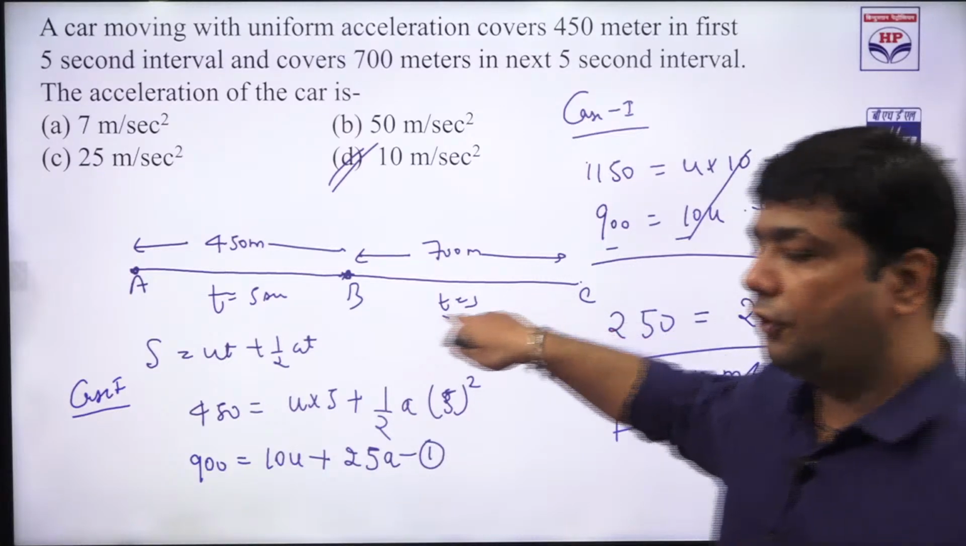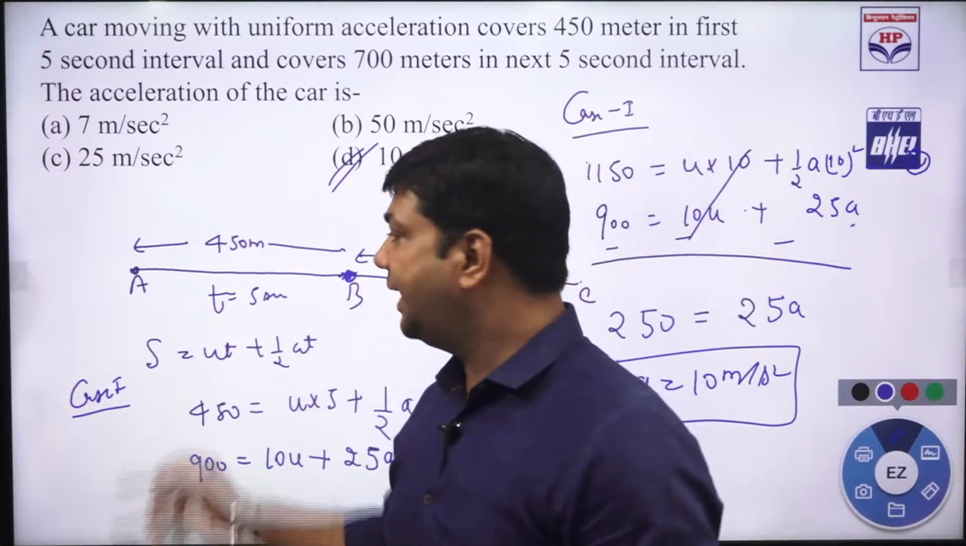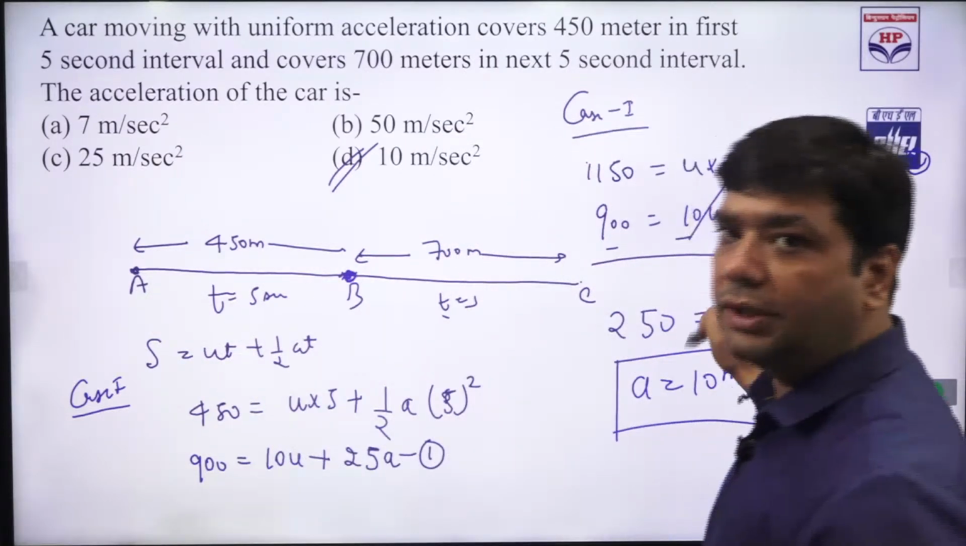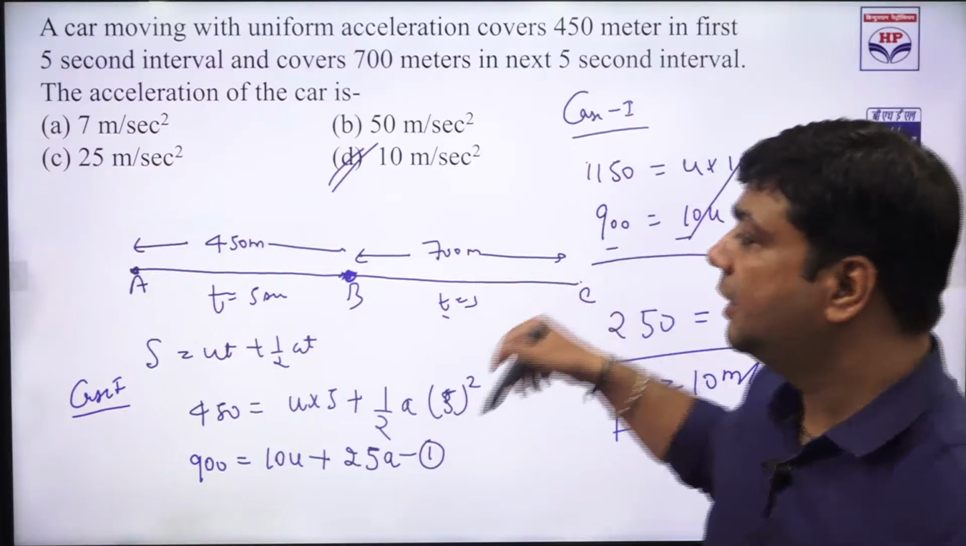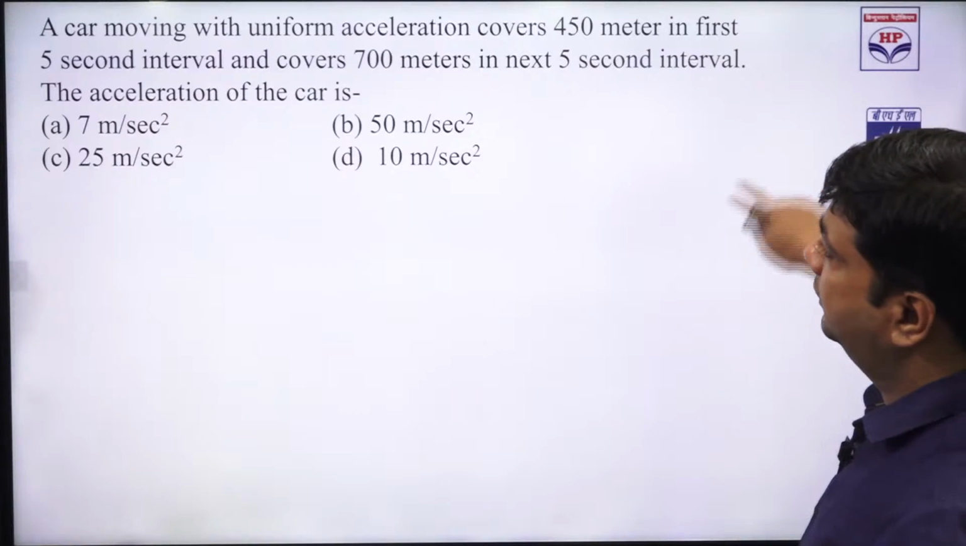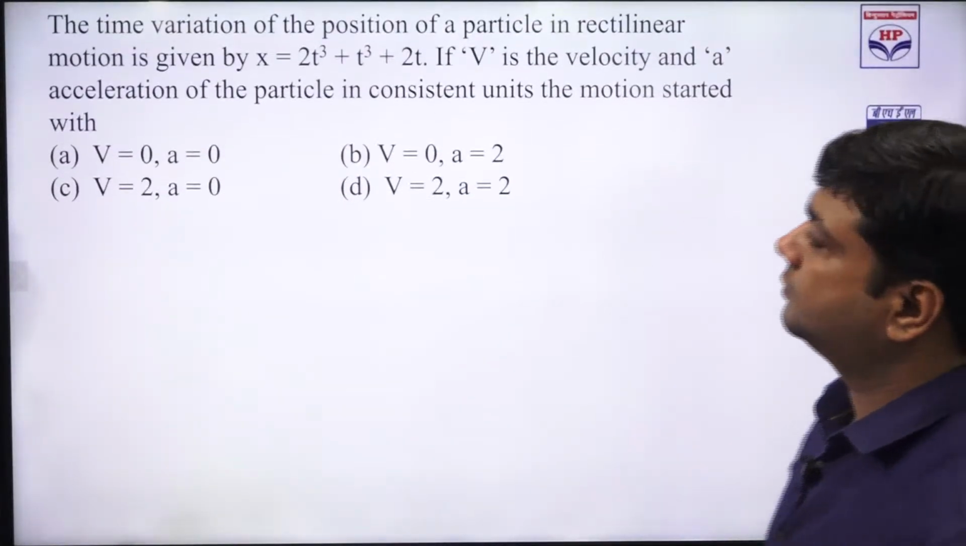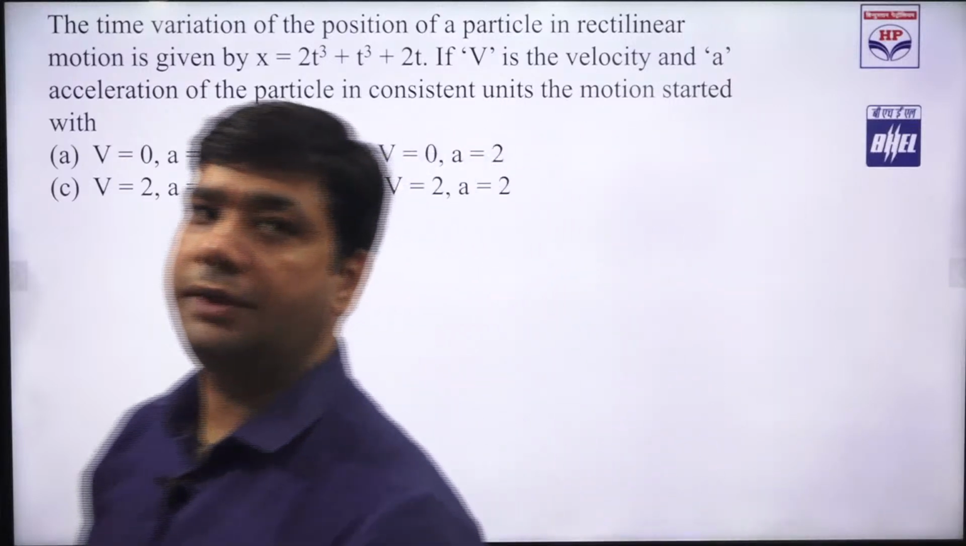I'm taking from the initial point because we don't know this point's velocity either. So if I consider the whole motion, then the same acceleration remains in this motion and in this motion. Okay. Let's solve this one.